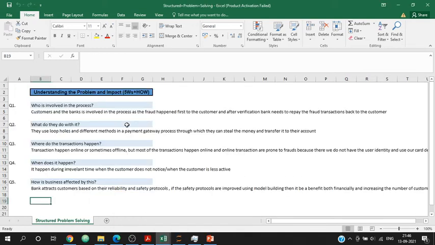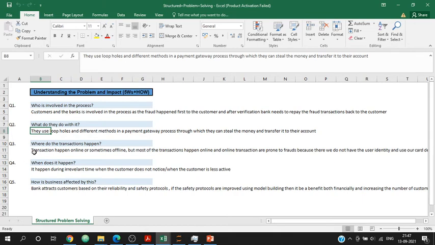So coming to the 5 W's and how, sorry, this needs to be brought up in the early part. This is who is involved in the process. Customers and the banks are involved. The fraud happens first to the customer. After verification, the bank needs to repay the amount. They use loopholes and different methods and payment gateways.